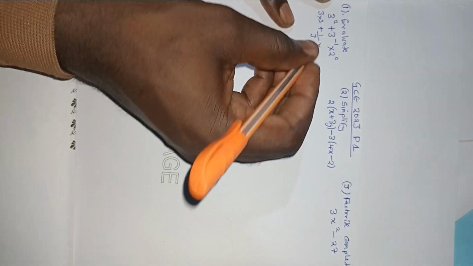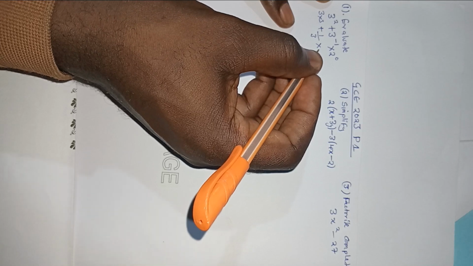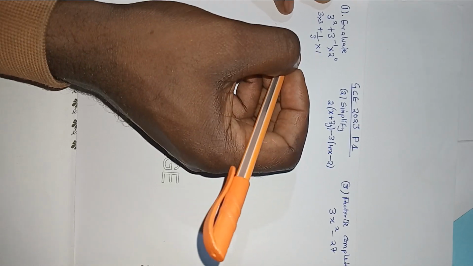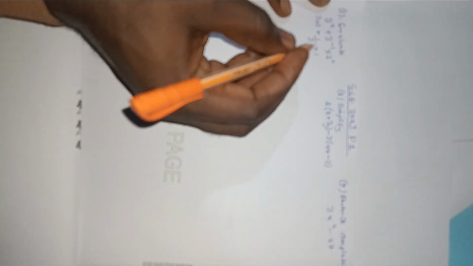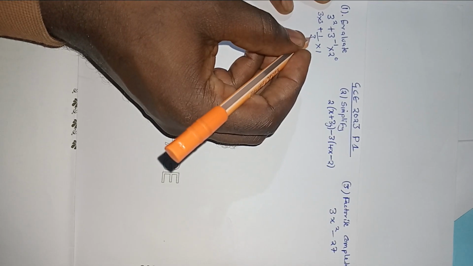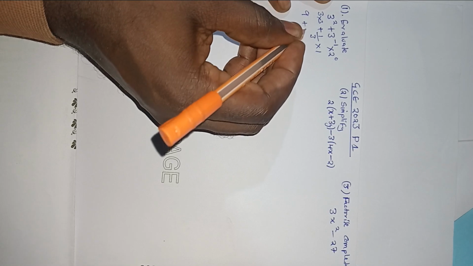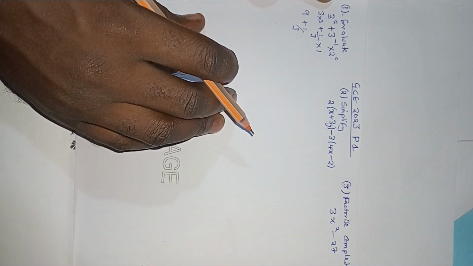Then multiply by 2 power 0. We understand any number raised to the power 0 gives us a 1. So this is what we are going to have. And from there, when we multiply this part, we are going to get the 1 over 3. So here, it's going to give us 9 plus 1 over 3. I hope we are moving together.